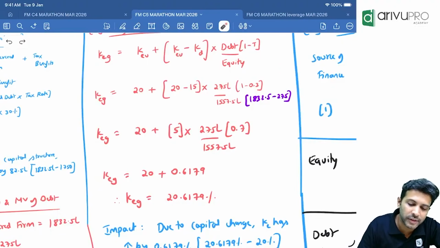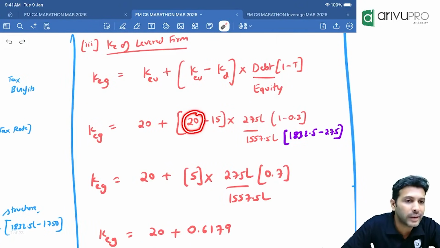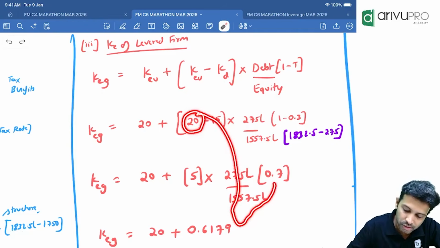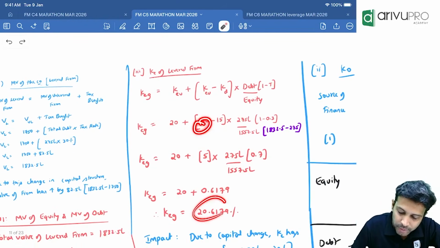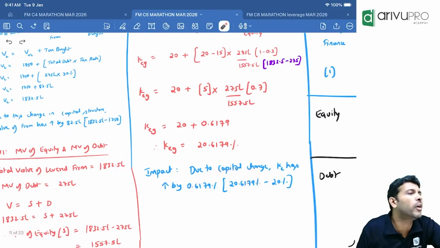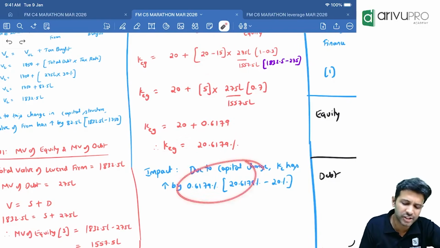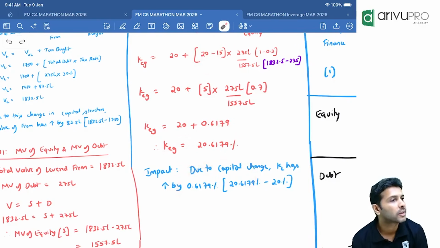How much was the cost of equity before? Before you did this exercise, cost of equity was 20%. Now it has become how much? From 20, it has become 20.61. Reduced or increased? Increased, because you have taken more debt. The moment you take debt, the business becomes risky. If the business risk has increased, equity shareholders will expect the same return or a higher return? Higher. Hence, from 20, they are expecting 20.61. This is the change.